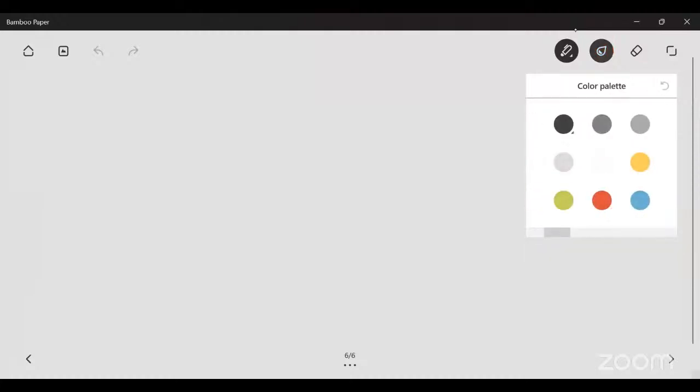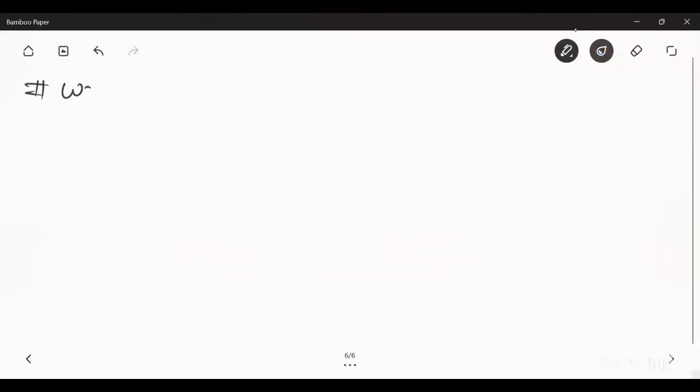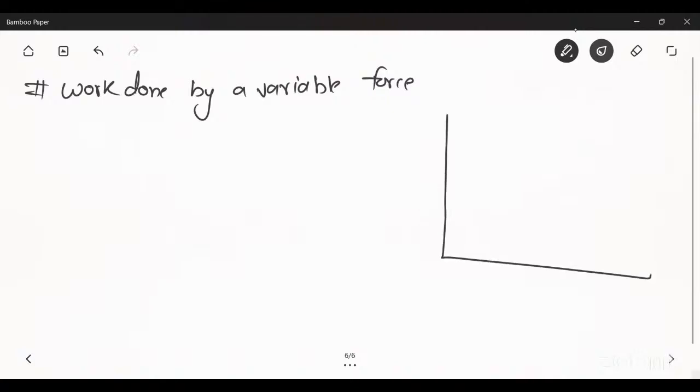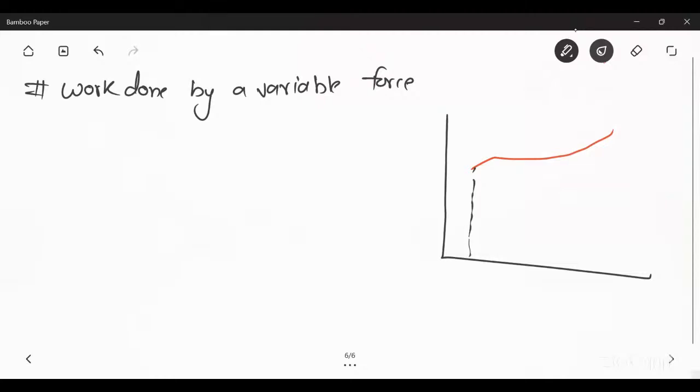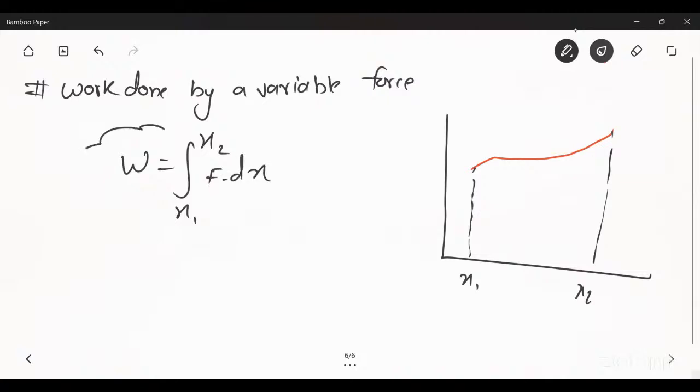Now come to the next one, work done by a variable force. Variable force means when different forces are given. So how can you find the work done? Suppose that was the graph of the variable force. Now take two points, the first point x1 and the second point x2. So work done is defined as the integration from x1 to x2 of F dx, which will be the formula of work done for a variable force.